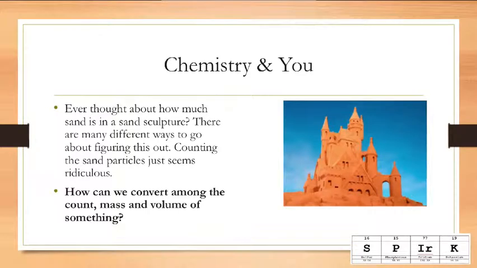So let's talk about chemistry and you. Have you ever thought about how much sand is in a sand sculpture or even just on the beach? There are many different ways to go about figuring this out. Counting these sand particles would just be ridiculous, right? You wouldn't sit there and individually count each piece of sand. So the question we need to think about when looking at a sculpture of sand or just at the beach, or when we're in chemistry thinking about atoms, is how we can convert among the count, mass, and the volume of something.